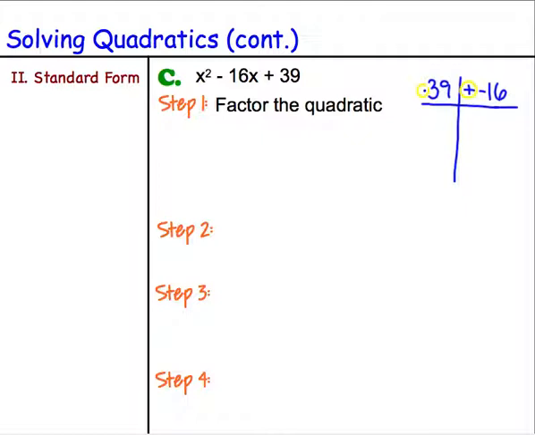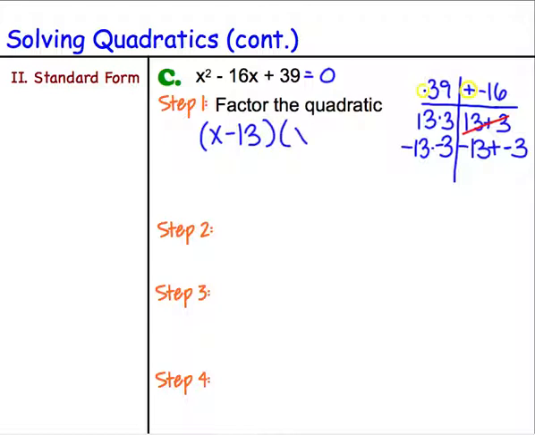So when I look here, I know 39 is a hard one, so I know that I'm going to go 13 times 3 because I know that's 39. But 13 plus 3 is +16, so that doesn't work. So I know that I probably need to go -13 times -3, because -13 plus -3 is -16. So I know that I've got, and this should have an equal 0 here, I know that I now have (x minus 13)(x minus 3) equal to 0.